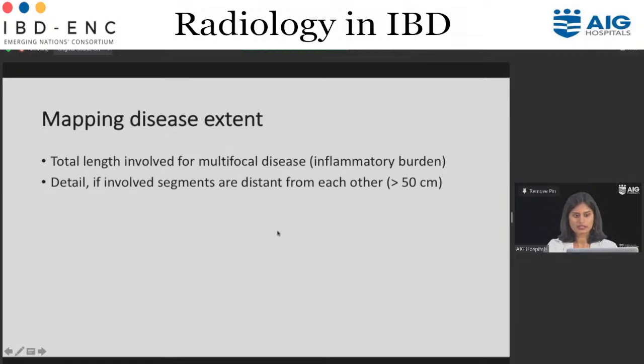So once we see that there is multifocal disease, we can map the extent of disease by measuring the total length of bowel involved to give an idea of how much the inflammatory disease burden is. Or if these are very spaced out lesions, mention them discretely, giving an approximate distance between them if you could measure them, that's great. But if they're very far and spaced out, for example, one in jejunum, one in the ileum, terminal ileum or close to IC junction, we can mention the distance from the IC or DJ flexure respectively.